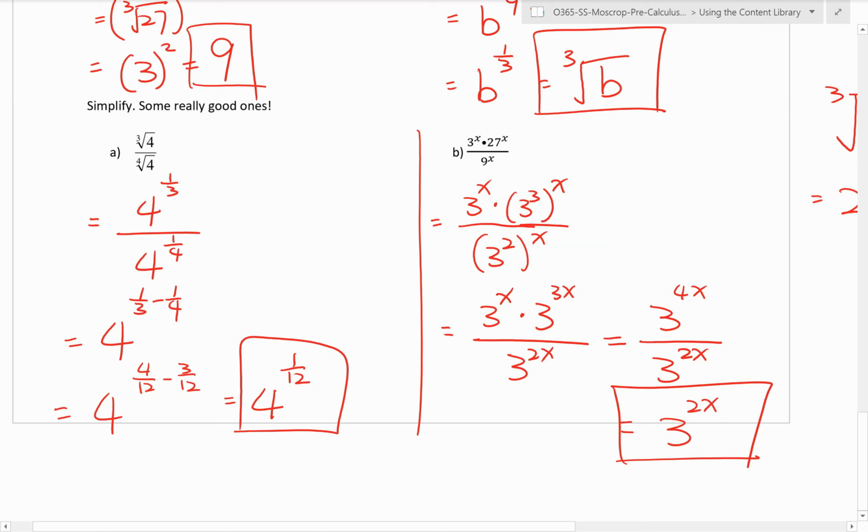Okay, so part B, this one is slightly trickier, but not something that we cannot do. Okay, what we need to do is change everything to the same base because they didn't have the same base. Okay, so that's 1.2 rational exponents.